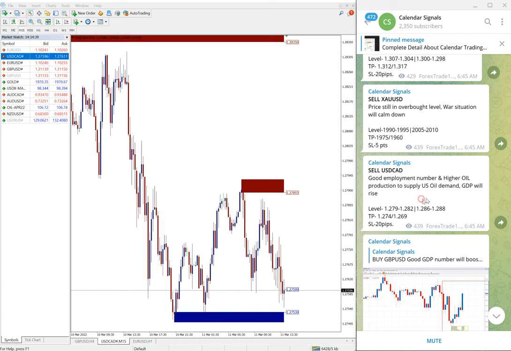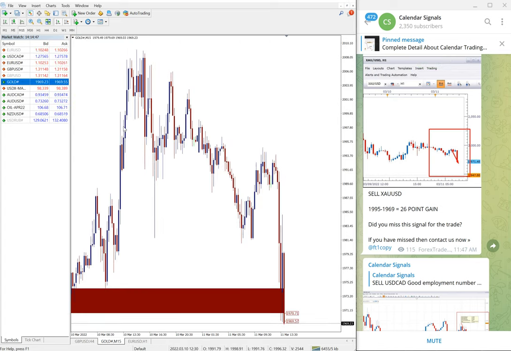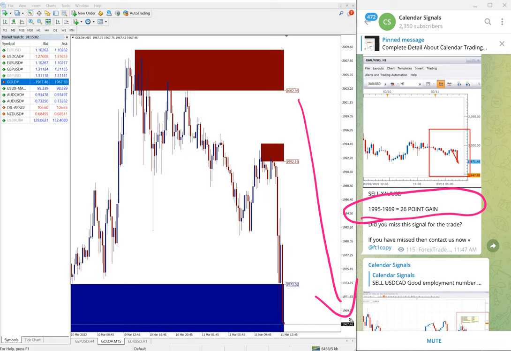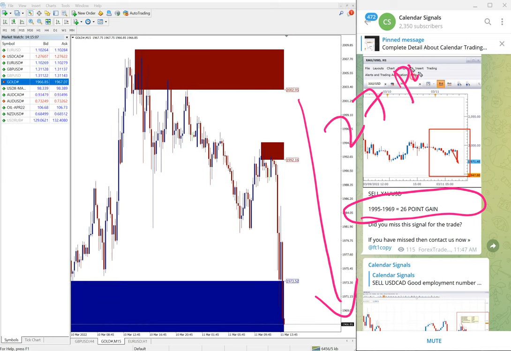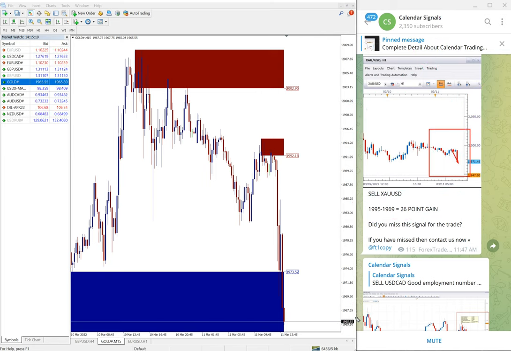The next signal which performed is sell XAUUSD, which is a very good performance on gold. You can see it's a continuous downtrend, still making new lows. 1969, that's what we have updated here. 1968 reached. 27 points gain on gold right now. Still making new lows, 1965 also reached.